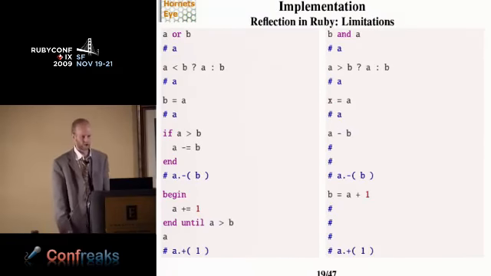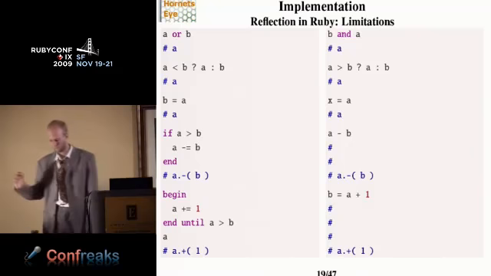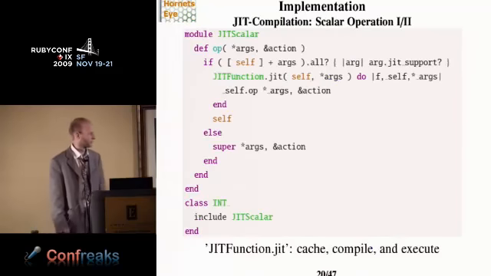Of course, Ruby reflection has some limitations, so you have to restrict yourself to a subset of Ruby when doing this. So you can see there are a few operations where you won't be able to distinguish what's happening. And then you integrate JIT like this. So this is for Scalar operations.